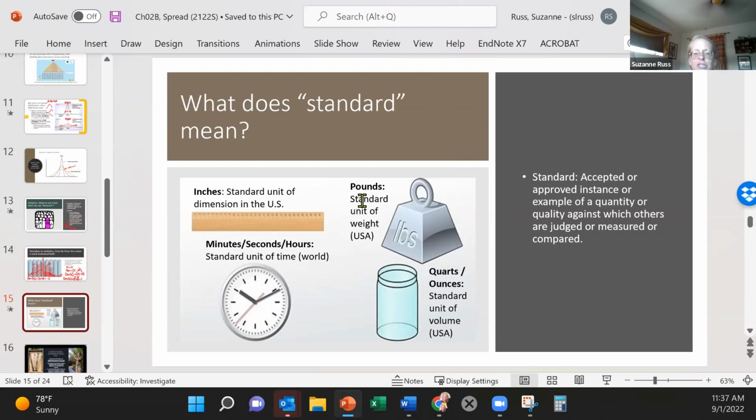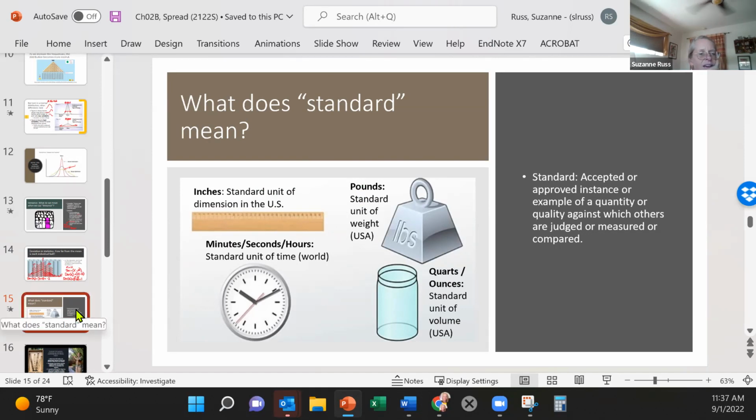But we have standard units that we work with too. And so when we're talking about standards, in the case we're mostly using in statistics, it's the same idea, but it's just like a common language. So we have a standard unit of dimension in the US, which is inches. We have pounds as a standard weight, minutes, seconds, hours as a standard unit of time, quarts, ounces as a standard unit of volume.